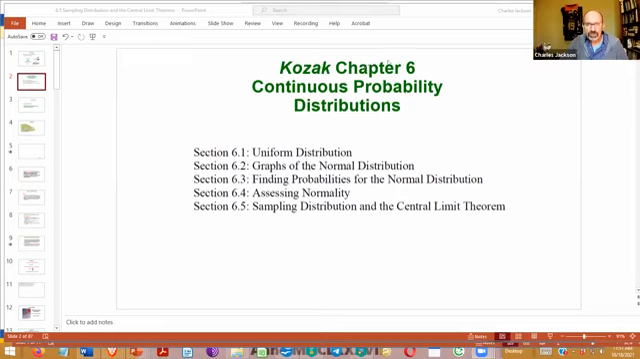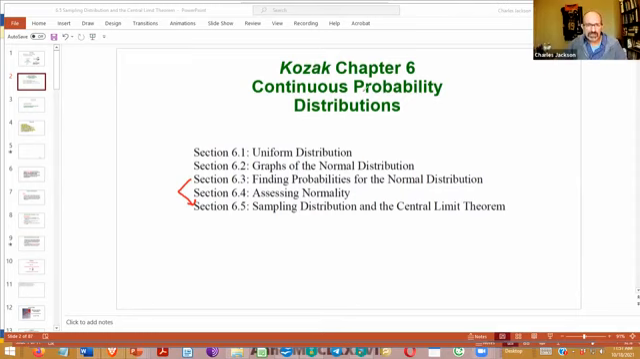So we're kind of going from here to here, finding probabilities for the normal distribution. We did that the other day with the steel rods problem. Now we're going to transition to sampling distributions, and I'm going to try to make that as easy a transition to understand as I can.